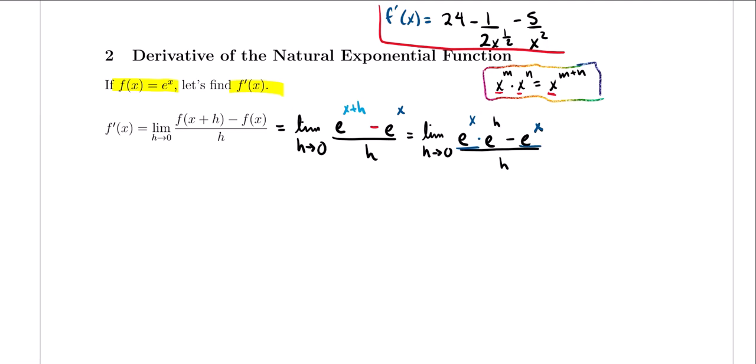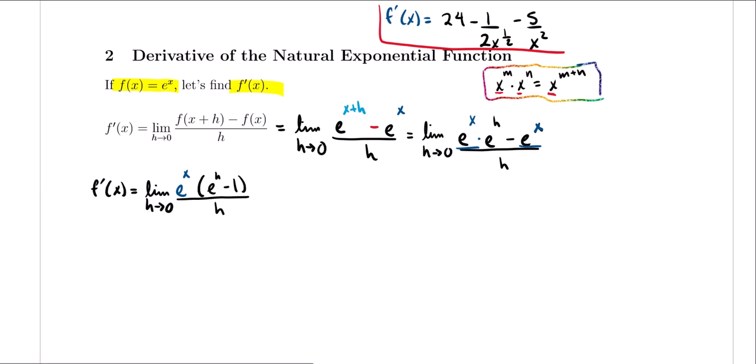So factoring out an e to the x, we're going to be left with f prime of x is equal to the limit as h approaches 0 for e to the x times (e to the h minus 1) all over h. Now, notice that for this limit, we're taking the limit as h approaches 0.